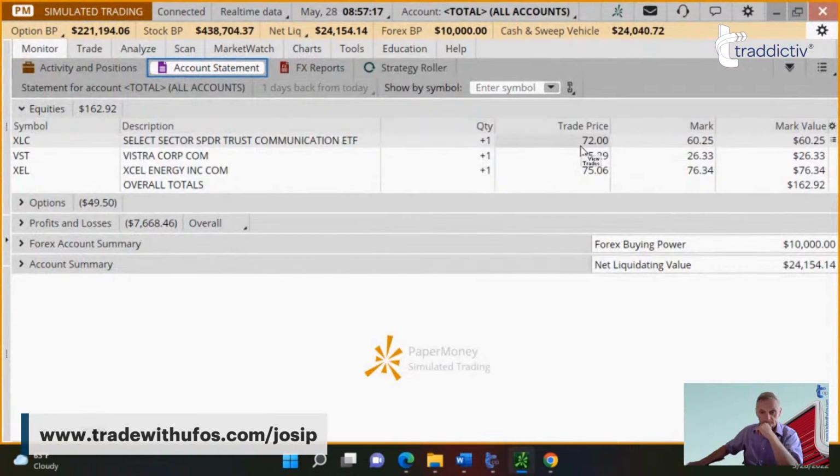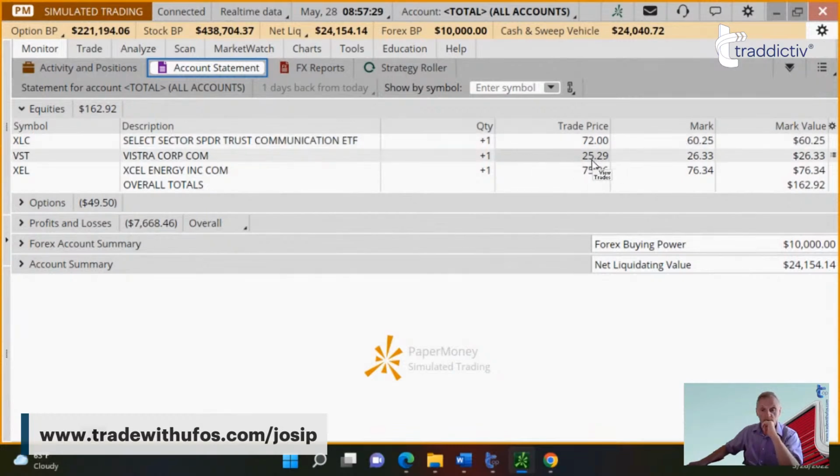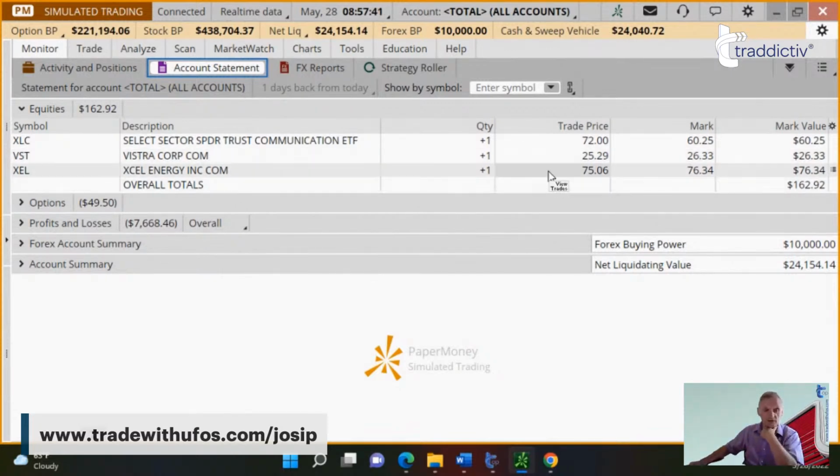We have some positions that are long, some positions that are short. So this XLC that we bought for 72, we're definitely wrong on it because now it's worth 60. So that's $12 lost on a single share. On VST, we got in at 25.29. Now it's $1 up, but we had a delta that is so low on that put, so we only made a 20 cents delta because we sold the put. We want that put to expire. And on this XLE, that was the last session that we did extremely well. We made $1.34, which means overall that position is doing good.